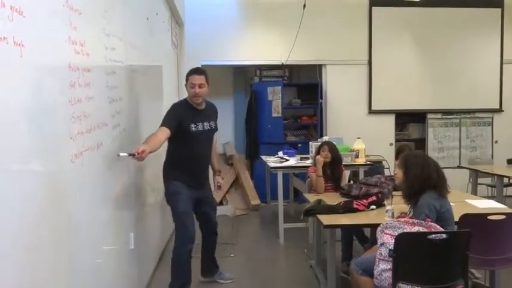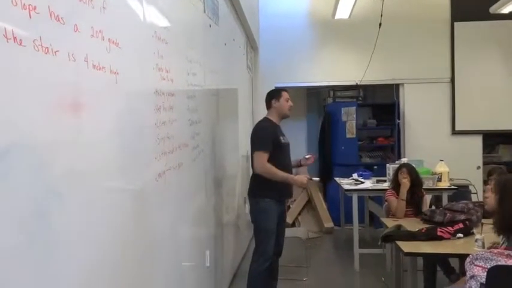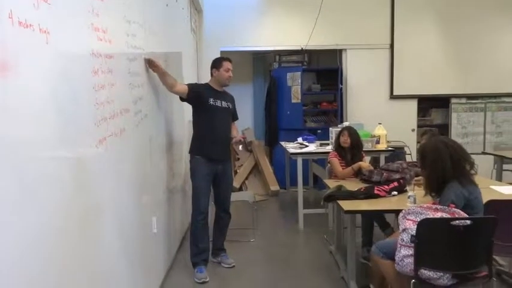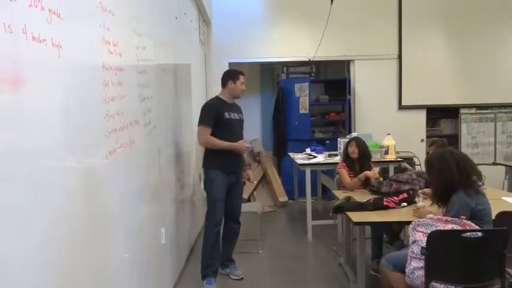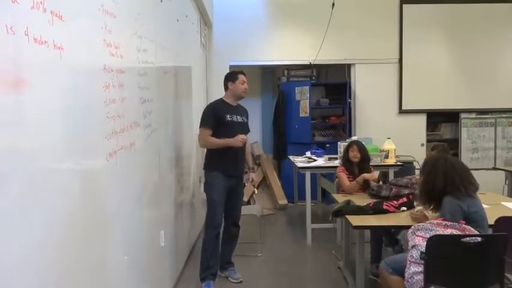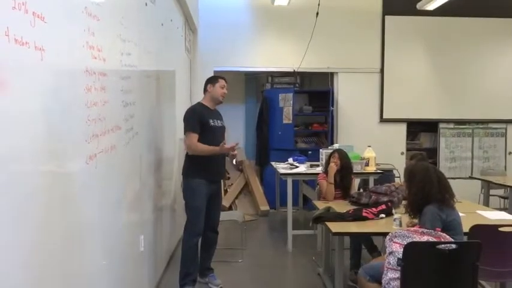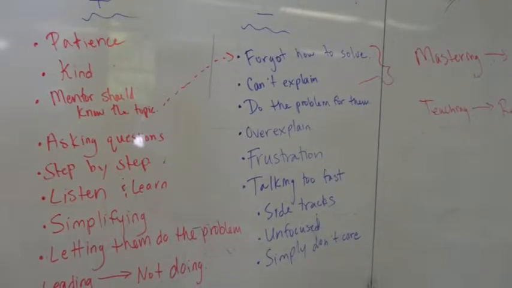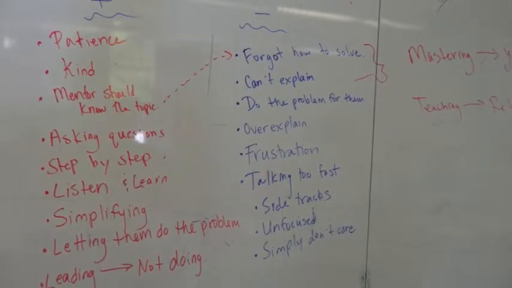And then this one is great. Leading, not doing. Right? You're leading them through. You're not doing it for them, which is what you guys said. Doing the problem for them is actually a negative of what a bad mentor does. They just say, here, let me just do it for you. And I've seen that happen a lot, and I'm sure it's happened to you in the past as well. You guys, thank you. This is awesome. Hopefully you can take this and keep it in the front of your mind next time you're mentoring.